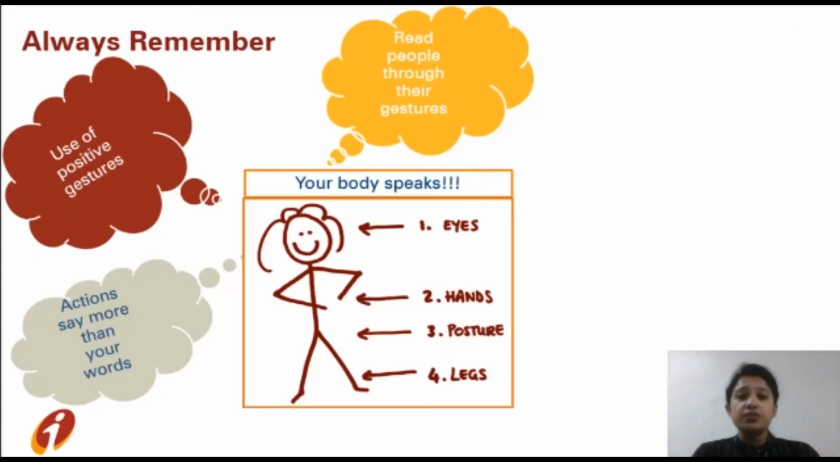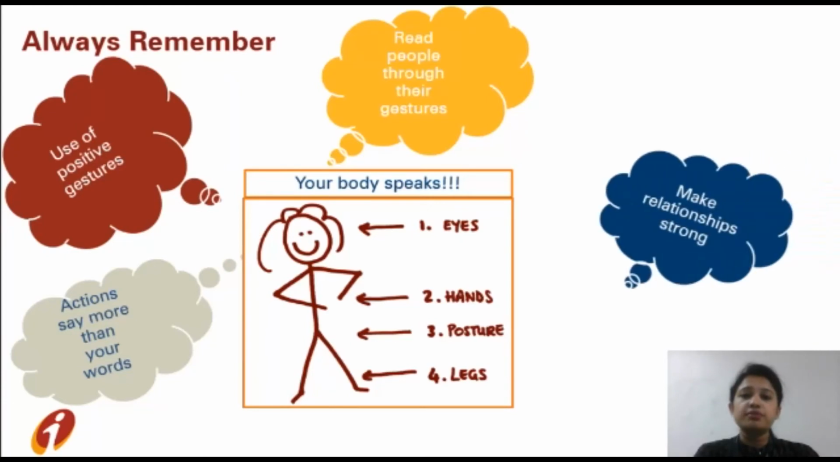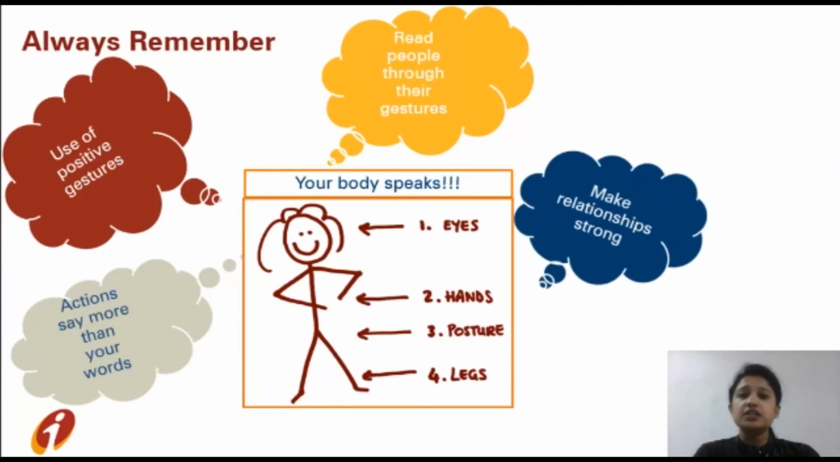Also, if we can understand how other people are gesturing through their expressions or their hands or their body posture, we can become a good listener. And also always remember, if you have developed a habit of positive body language and positive posture and a positive attitude, you will have a positive personality which will definitely help you in your office development.